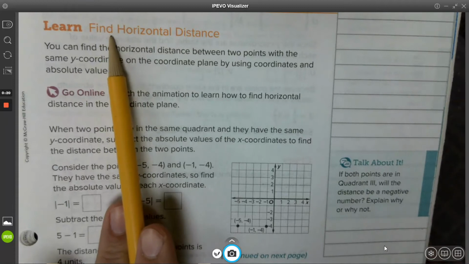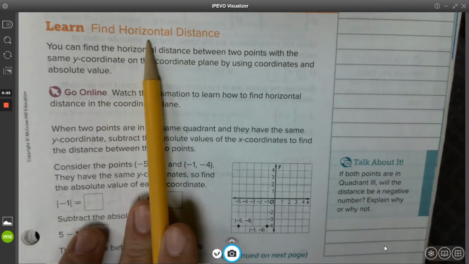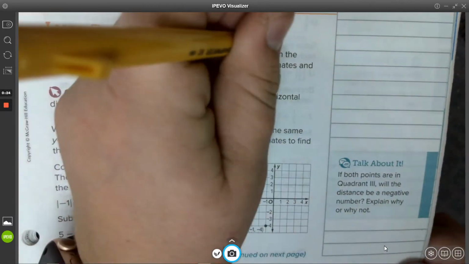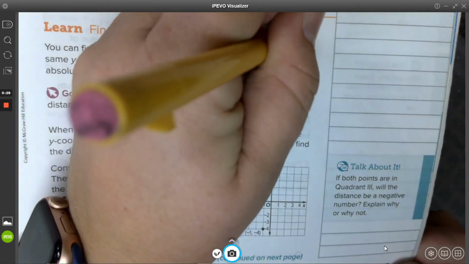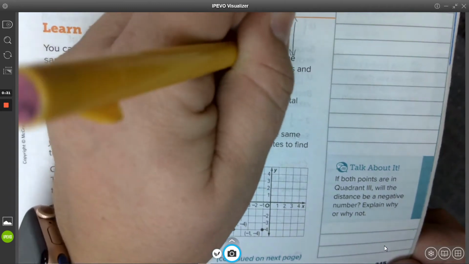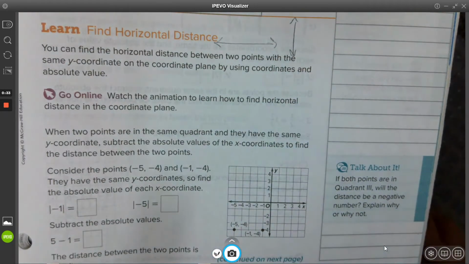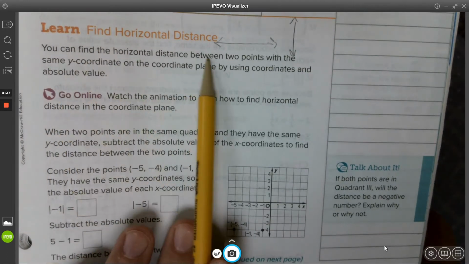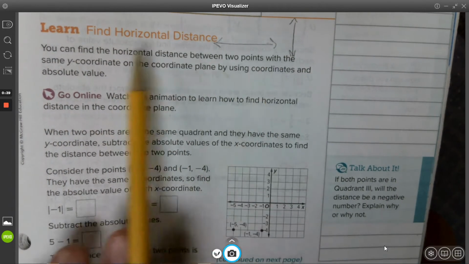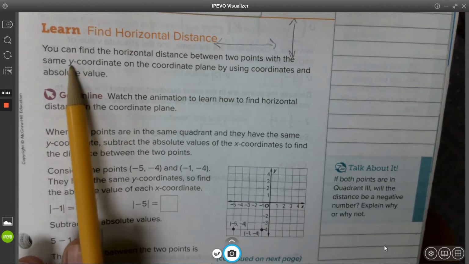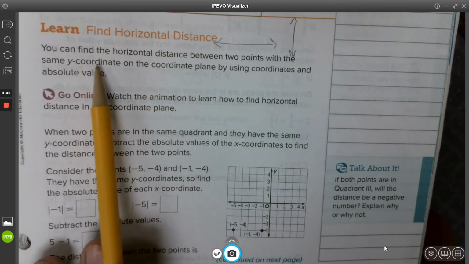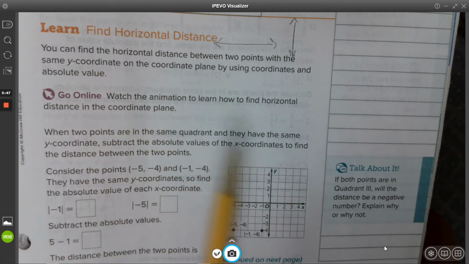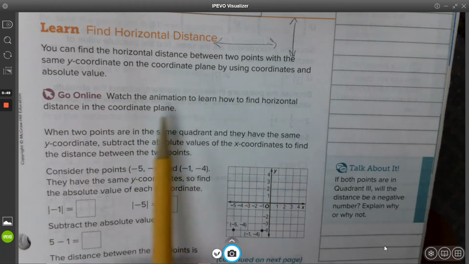So there's two different ways we can find the distance. One is horizontal distance, right? So that means going this way. Or we can find vertical distance, which is up and down. So either way, we're going to be talking about those two distances. So in order to find horizontal distance between 2 points, they would have to have the same y coordinate. And then what you're going to do is find the distance from one to the other.